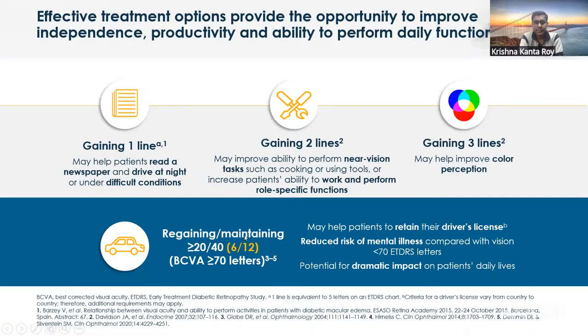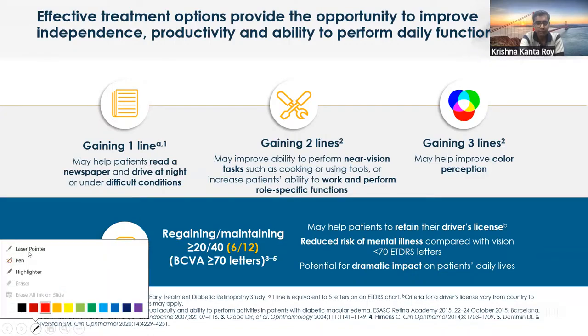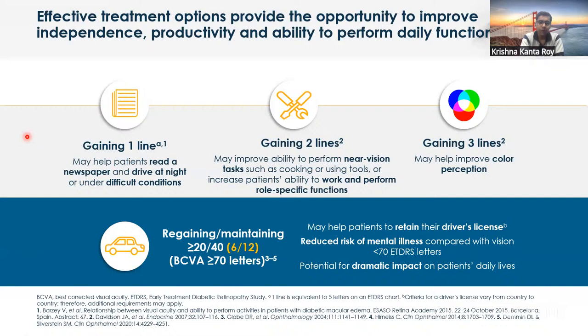In a study or in a slide, we normally talk about 1 line gain, 2 line gain, 3 line gain. So what is the real life implication of this 1 line, 2 line improvement? If a patient gains 1 line, that may help the patient to read a newspaper or drive in difficult conditions, especially night driving. Though driving is not very important for our patients, it is mostly important for UK or USA patients.